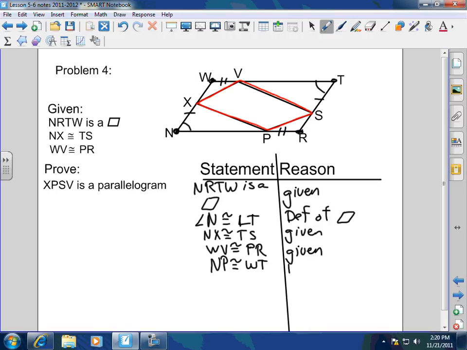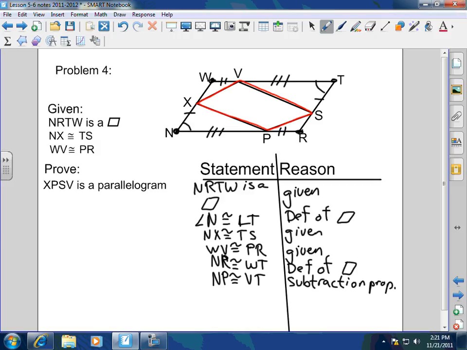Why? Definition of parallelogram. NR, I apologize. That's NR is congruent to WT. Now what will you say? NP is congruent to VT. Why? Congruent to VT because of subtraction property. Okay.